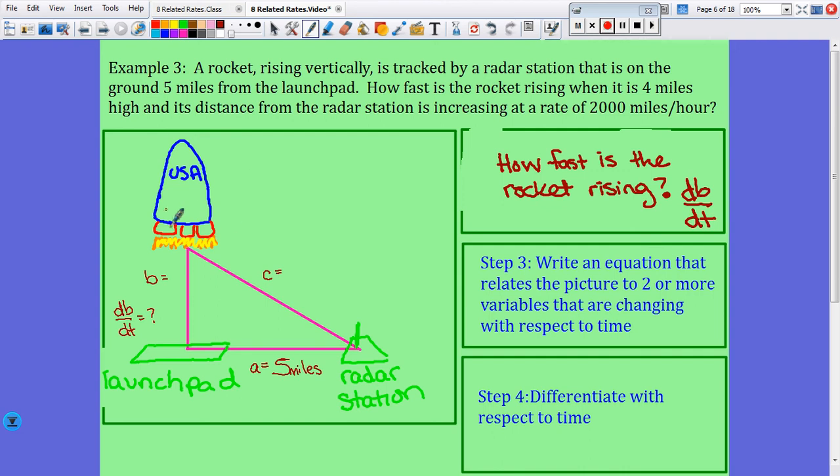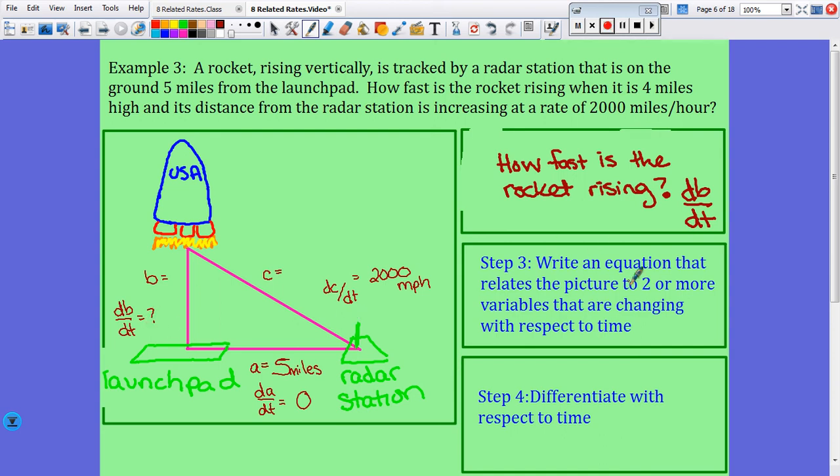So we know that the rocket is increasing its distance from the radar station at a rate of 2,000 miles per hour. So we know that dC dt equals 2,000 miles per hour. We also know dA dt. The distance between the launch pad and the radar station is constant. It's not changing. So the rate of change of something that's not changing is 0. Alright, so I think we have all of our things we know and definitely don't know, dB dt.